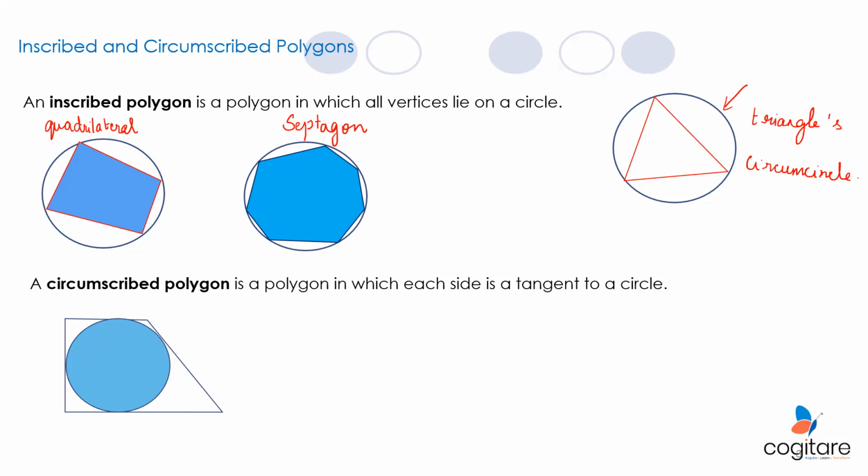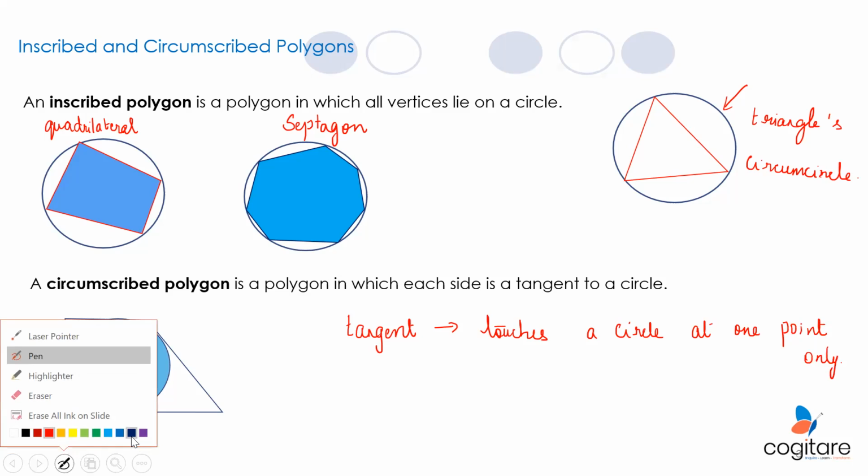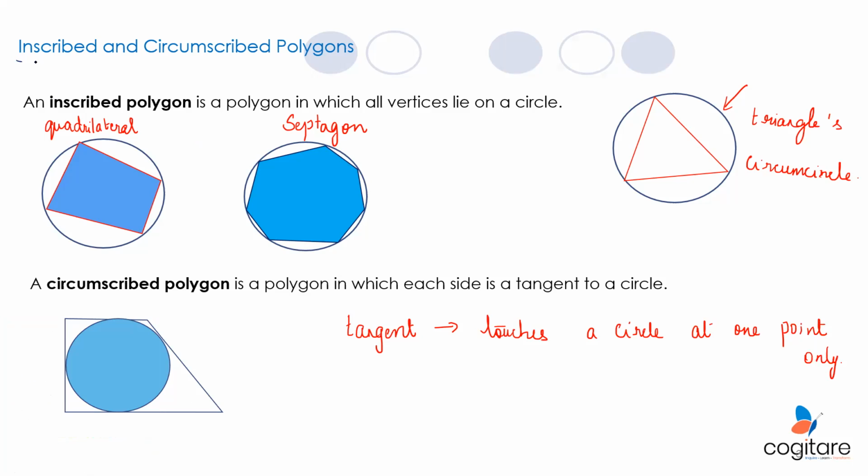So here, each side of the polygon becomes a tangent to this circle. What's a tangent, folks? A tangent is a line that touches the circle only at one point, right? At one point, and we call this the point of contact. So in today's video, we'll quickly look at the properties of inscribed polygons, and that too a quadrilateral only. So a quadrilateral that is inscribed in a circle is called a cyclic quadrilateral, right?